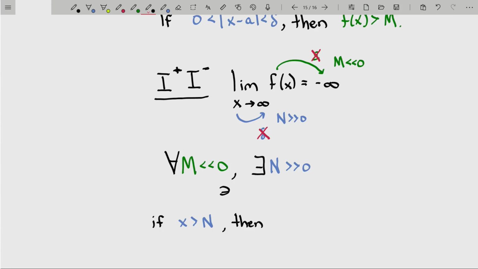now I need a statement about the function and its constraint. Well, remember the function's going to negative infinity, so I need to get below this level of m I'm being challenged with. So I'm going to go ahead and say, then my function must be below that challenged level of m.